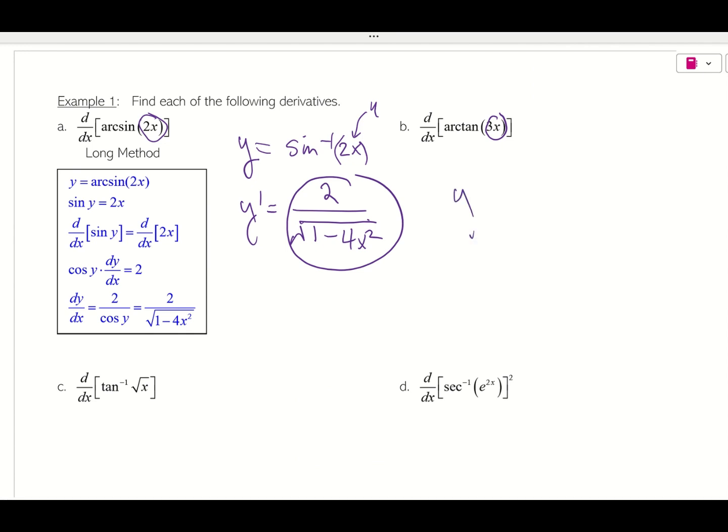So the derivative then would be 1 plus, well, the 3x would be squared, so 9x squared, and then the 3 would be the derivative of 3x.